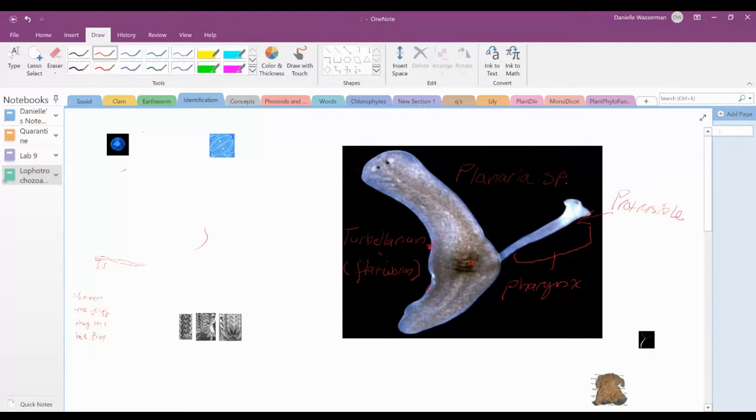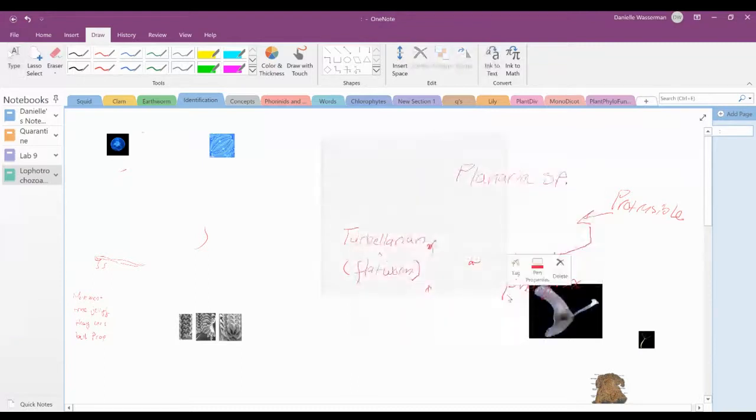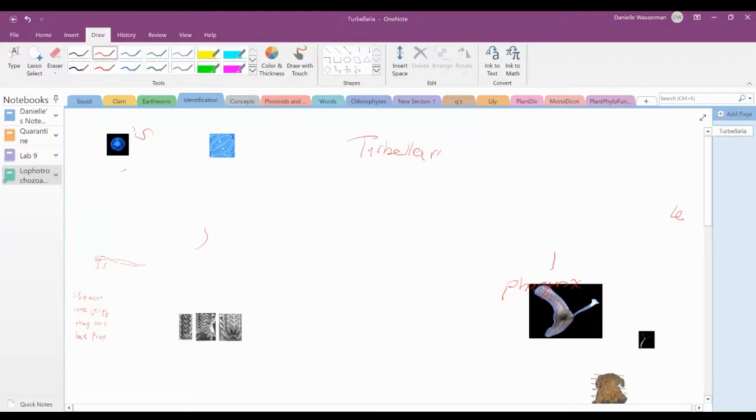So there are other pieces that we ask you to learn for planarians. Now I'm going to get rid of all this and proceed as if I am doing a lab report entry about it. That would include the important bits that we've talked about in class. So let's see. Turbellarian. Body plan. It has a plan.